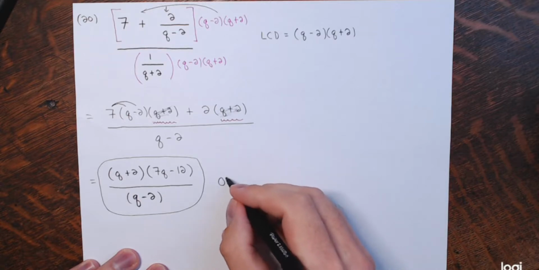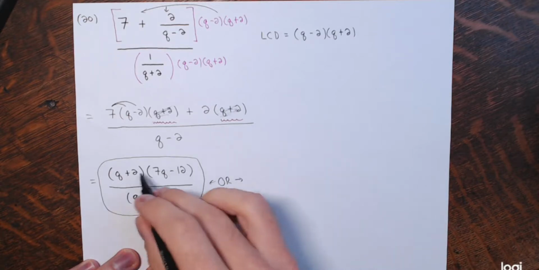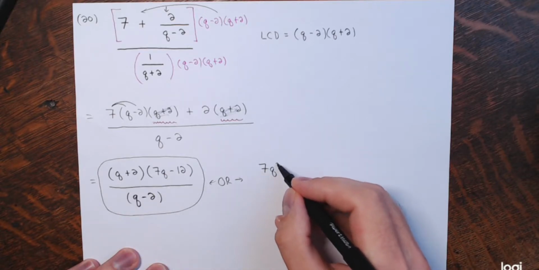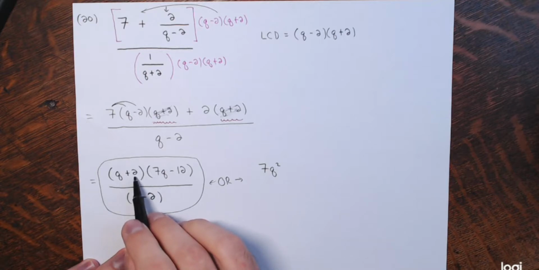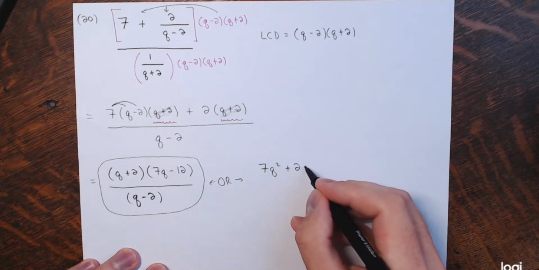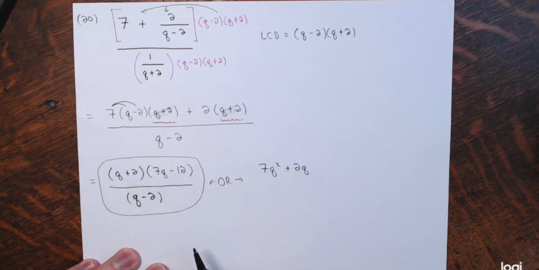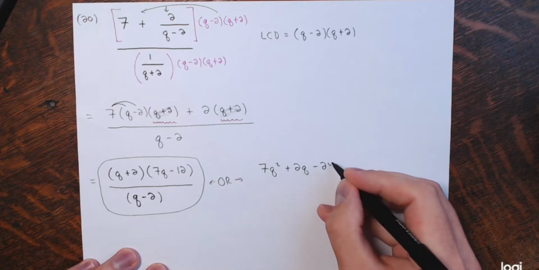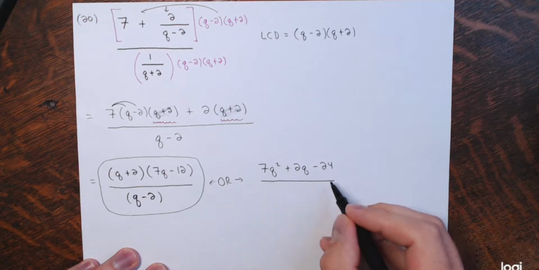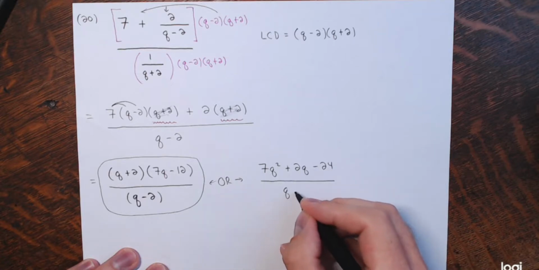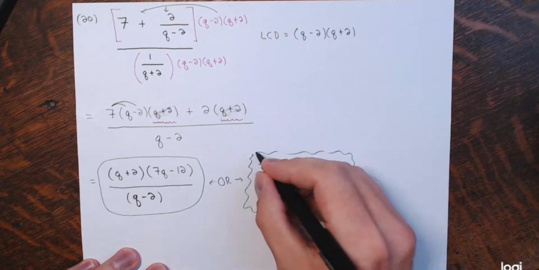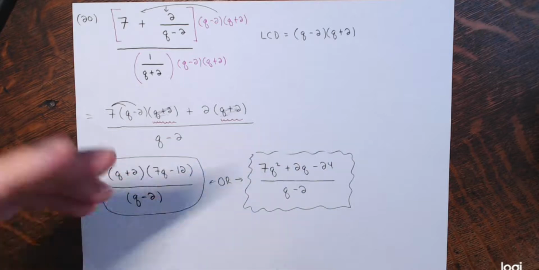Of course, you could also multiply them out. The numerator would be 7q squared, and you got plus 14q minus 12q, so plus 2q, and then minus 24. Okay. And the denominator is simply q minus 2. All right, and this is an equally valid answer. So you can leave things factored or actually multiply them out, same thing.